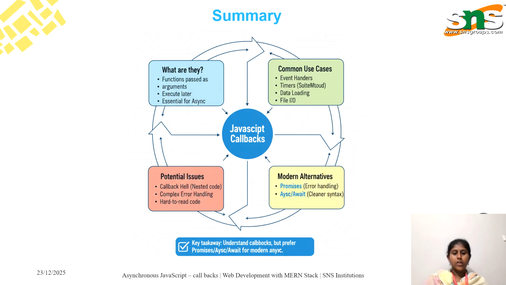To summarize what we have learned today: JavaScript is single-threaded but supports asynchronous operations. Callbacks are functions passed as arguments to other functions. They execute after an operation is completed. Callbacks are very simple but can lead to callback hell. Error handling in callbacks follows the Node.js convention. Understanding callbacks is essential because promises and async/await are built on top of them.